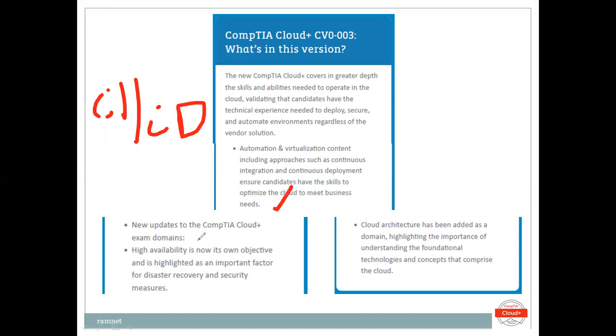Then, new updates to the CompTIA Cloud Plus exam domains. High availability is now its own objective, and it is highlighted as an important factor in disaster recovery and security measures.